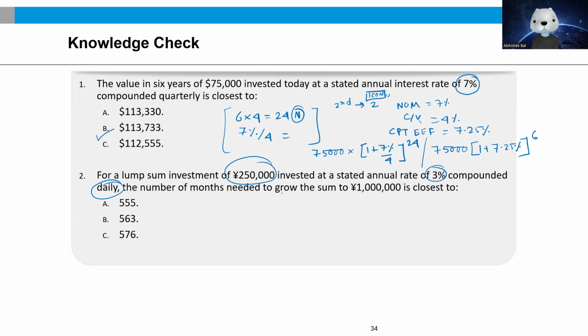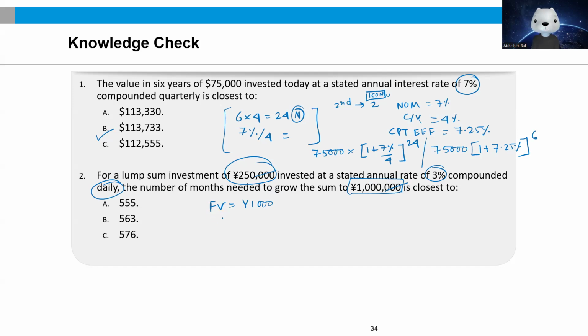Next question. For a lump sum investment of yen 250,000 invested at an annual rate of 3% compounded daily, the number of months required for the investment to grow to a given amount is close to how much? Again, FV has been given as, I'm discarding the last 3 zeros from each of them just to make it a little simpler, because this is in yen. So FV has been given as 1,000. Then 3% compounded daily.